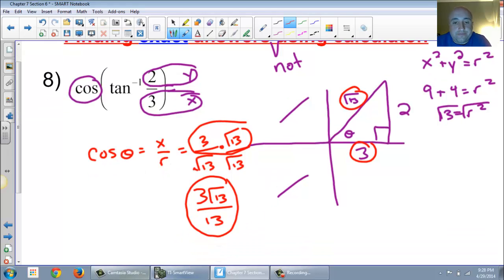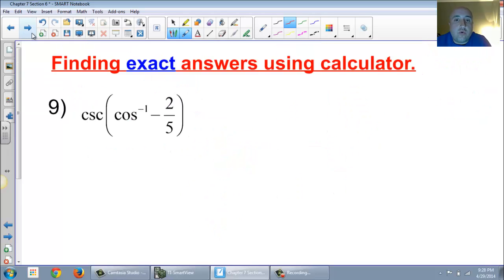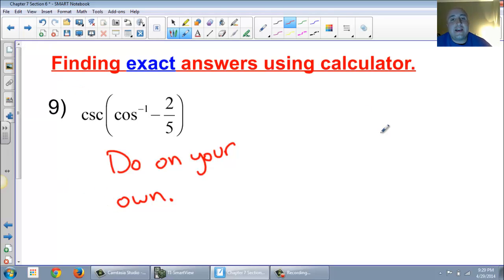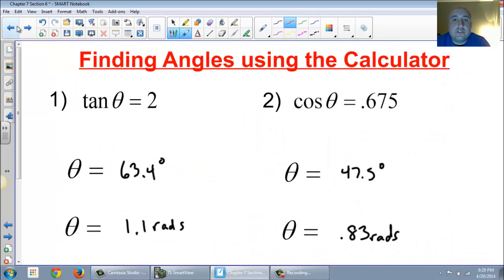That's pretty much it. There is one more example. I would like you to do this one on your own, and we'll go over that in class. Make sure you understand this. The inside tells us location. The outside is the answer. Do the inside first, figure out what quadrant you're in, and then the outside will give you your answer. Hopefully that makes some sense. That's inverses in a nutshell.